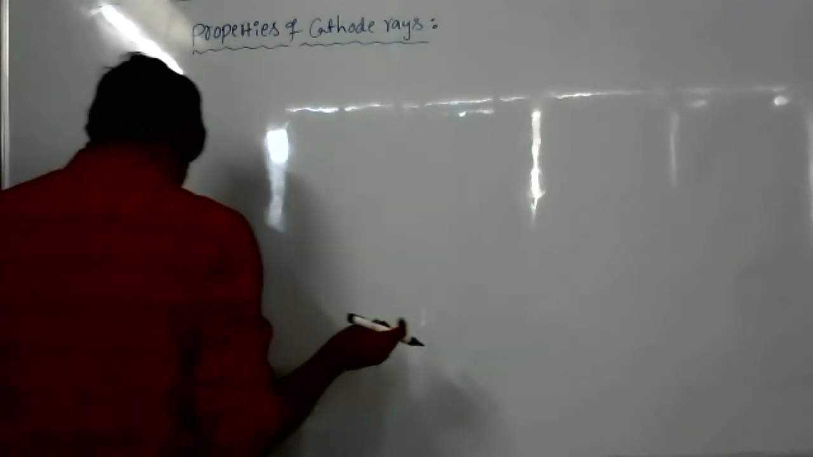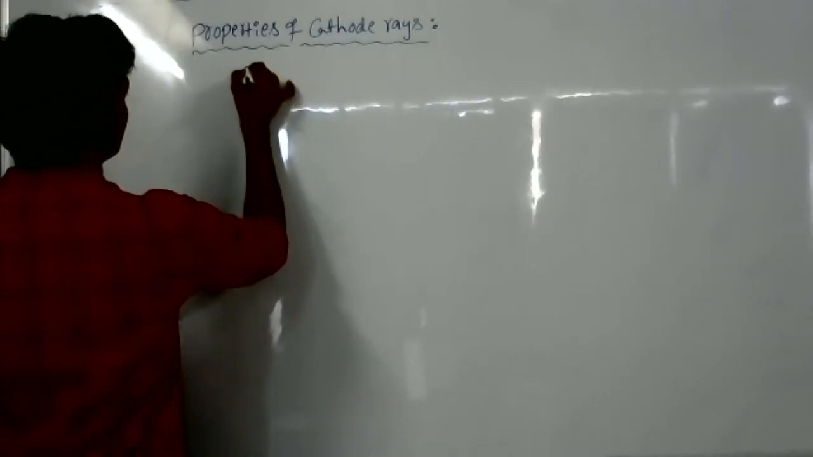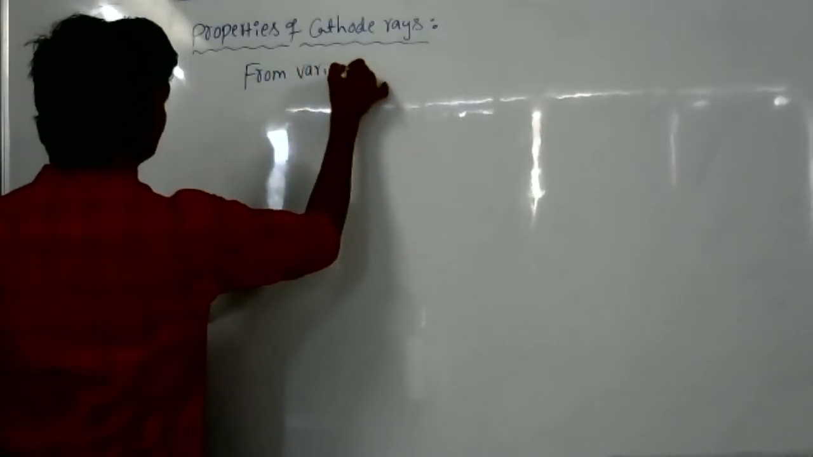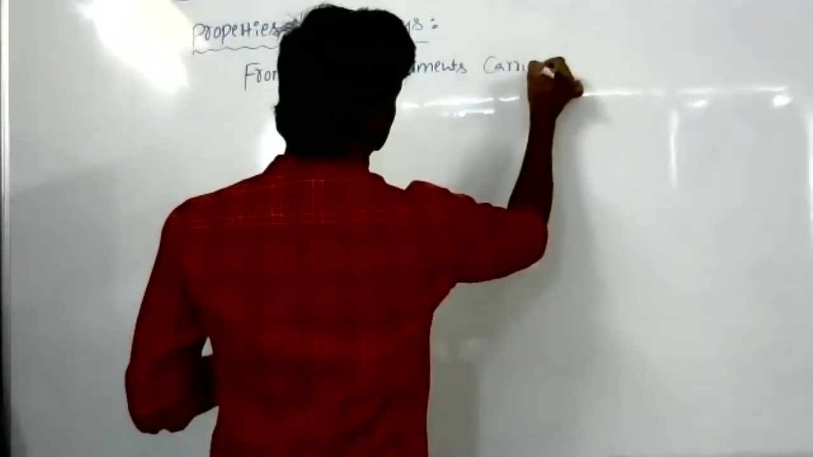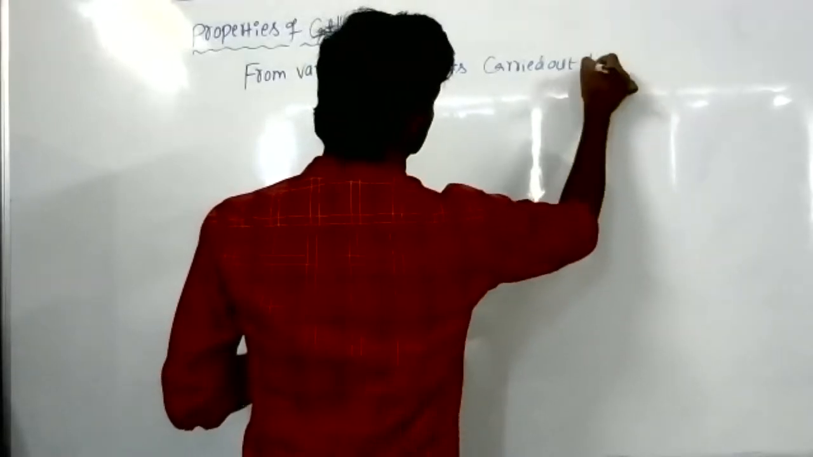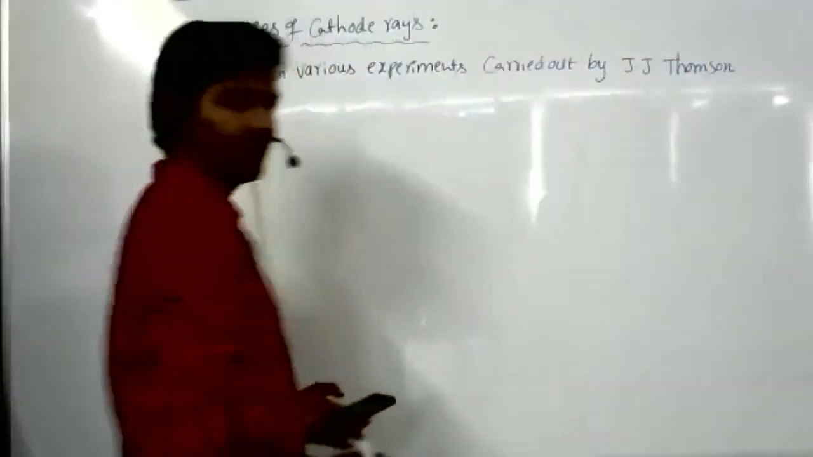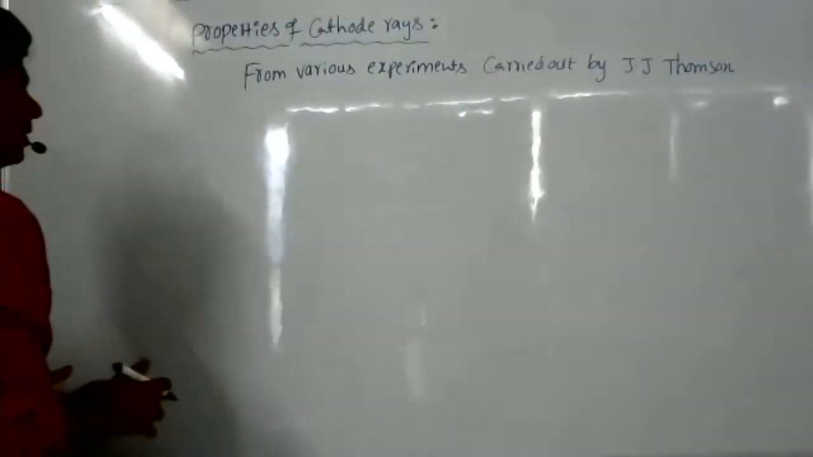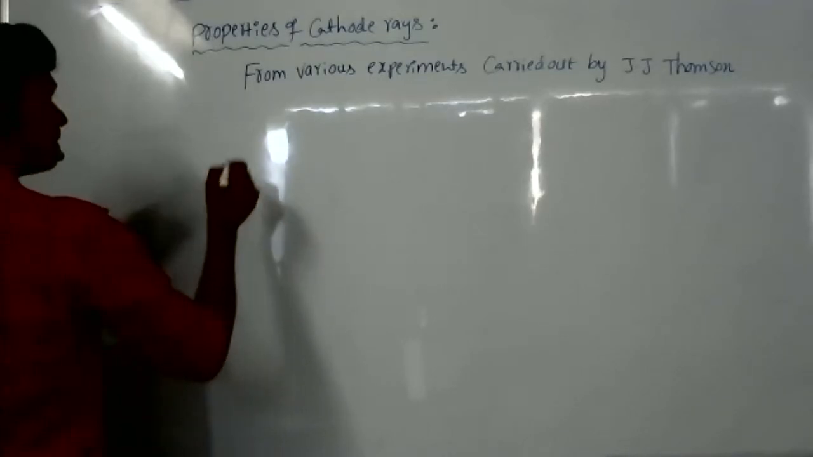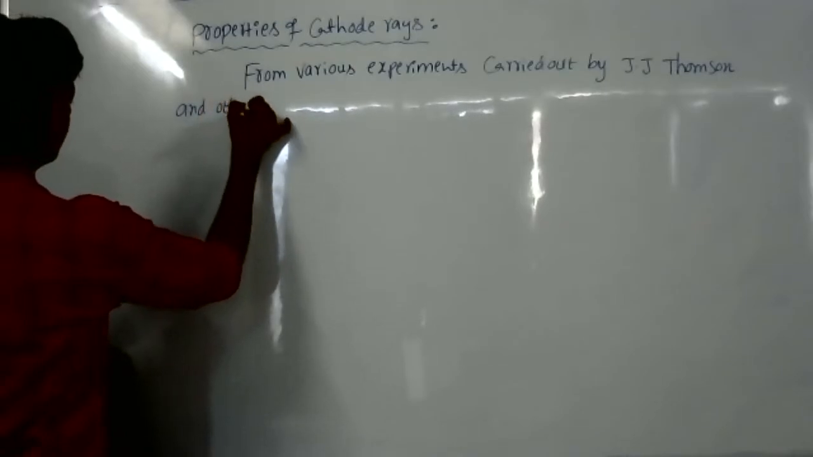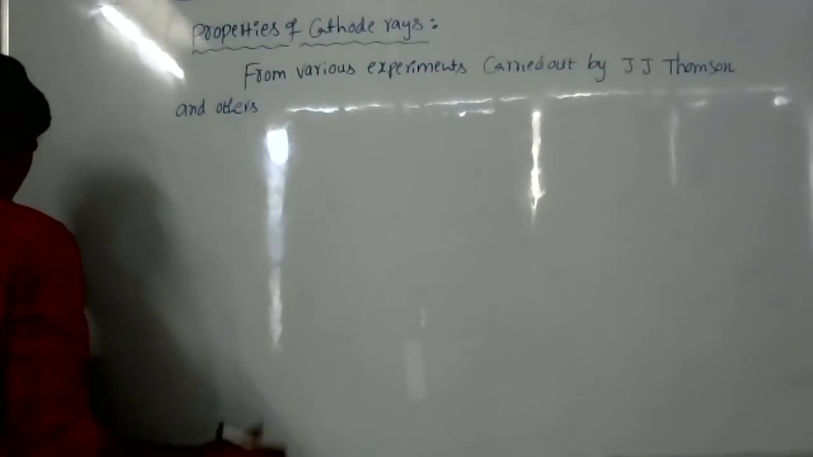First point: from various experiments carried out by J.J. Thomson and others, the cathode rays have been found to possess the following properties. Is this visible? Yes, sir, it's visible.